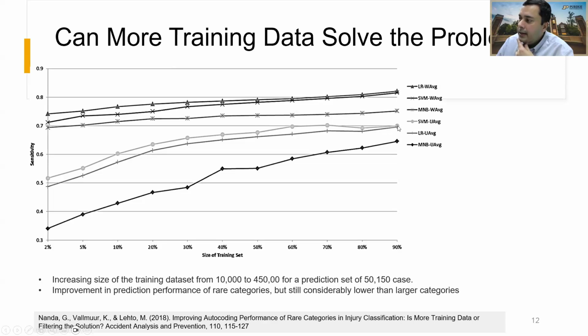But there was an asymptotic gap that remained between the weighted average and unweighted average, even after we provided 450,000 training data set cases. So this meant that there were enough examples for the machine learning models to learn about the smaller categories, but they were not able to deal with the bias in the data, the imbalanced distribution, because internally these models try to optimize the overall accuracy, and for that reason they overpredict the more popular categories.